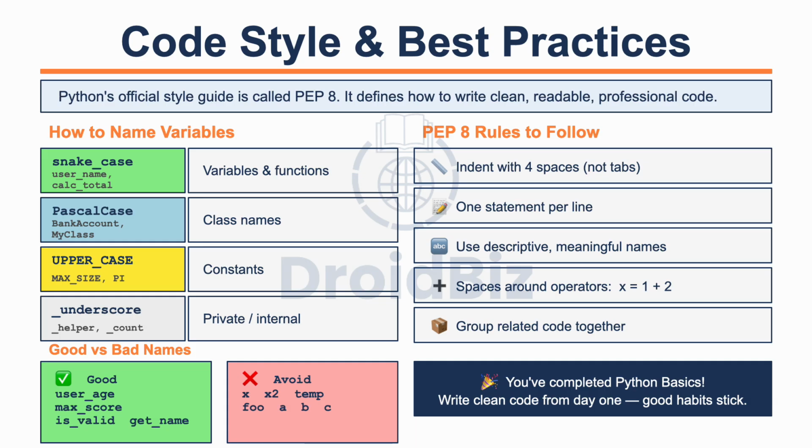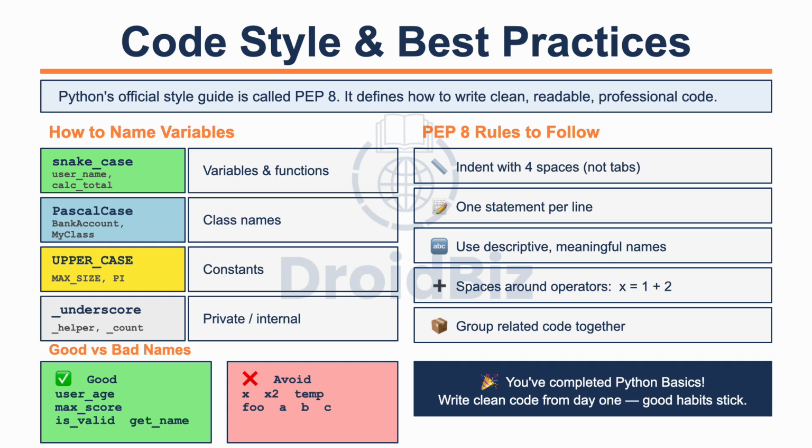Now, what makes a good name? A good name like user_age or is_valid tells you exactly what the variable holds. A bad name like x, temp, or foo tells you nothing. Always choose descriptive names. Here are 5 key rules to follow every day.